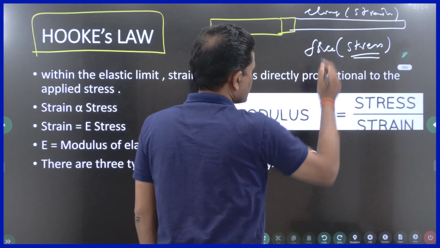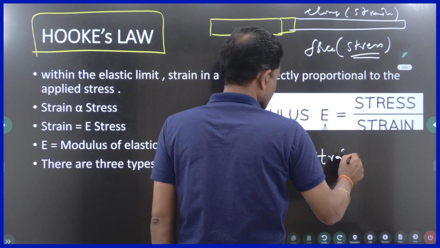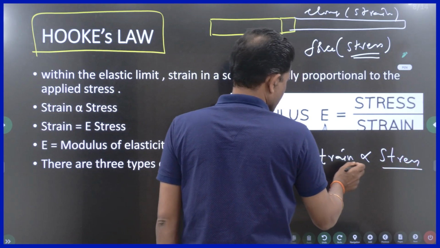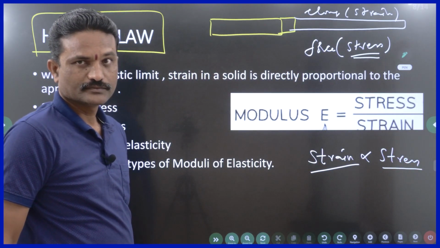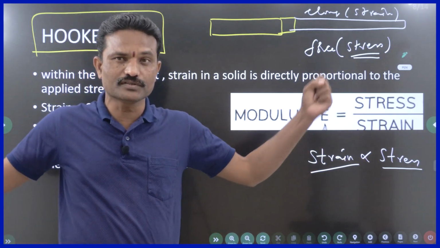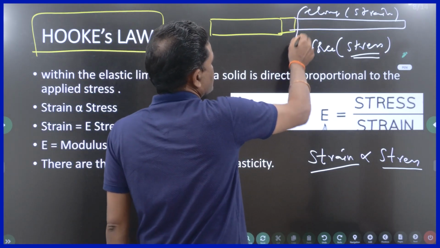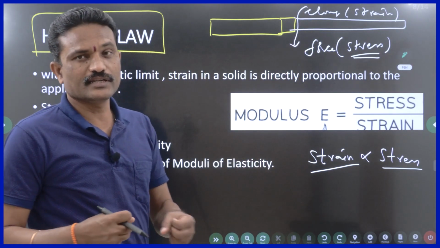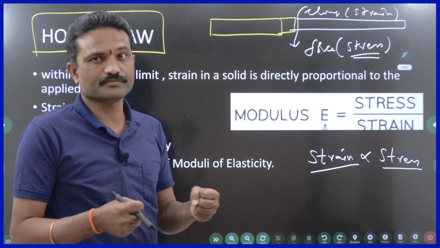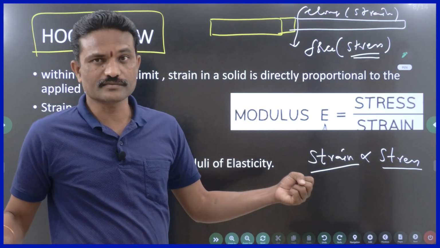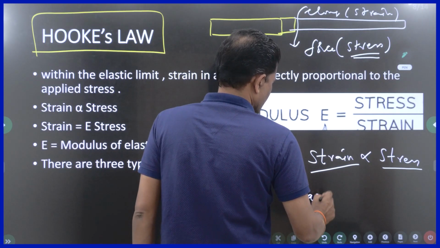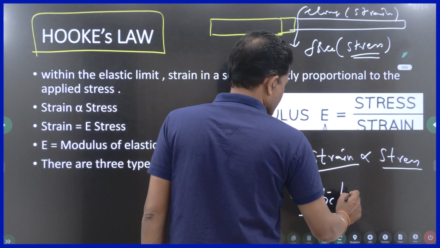So from this it is clear that strain is directly proportional to stress. If you apply more stress, there will be more strain. So since it is being elongated, if I apply more force, it has to break. Once I remove the forces, it should come to its original position, original shape. So I am not supposed to break it. So that limit is called elastic limit. So I am not supposed to go beyond this elastic limit.